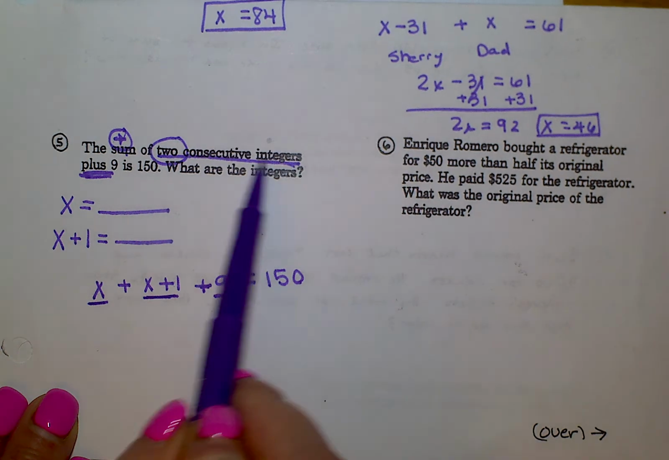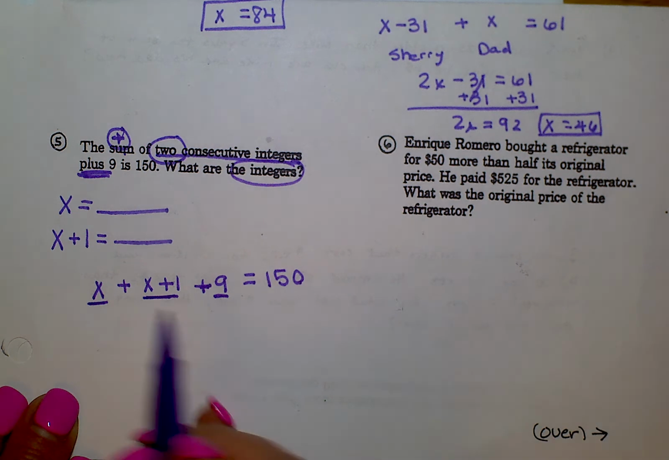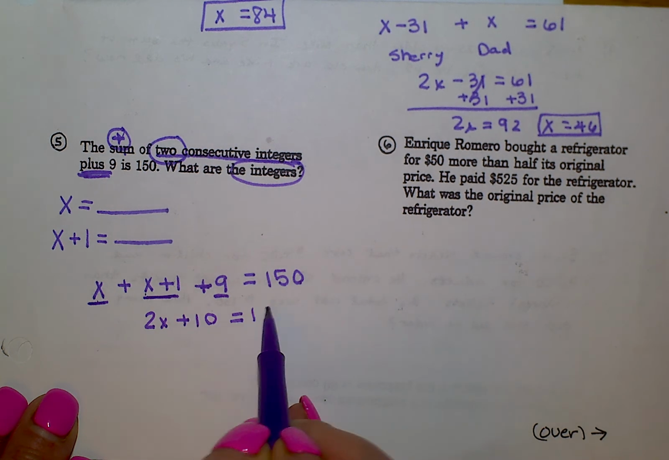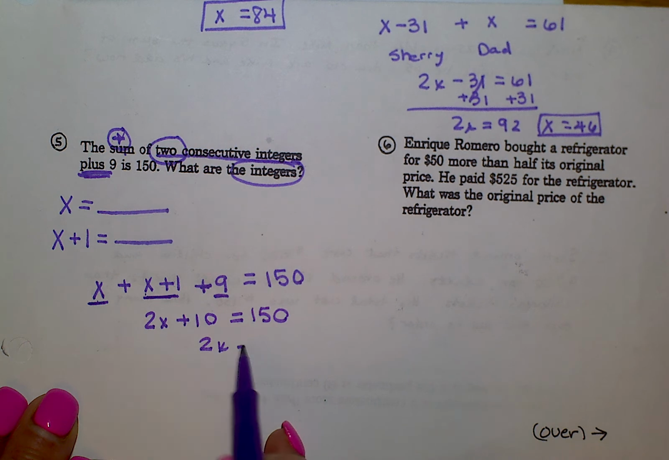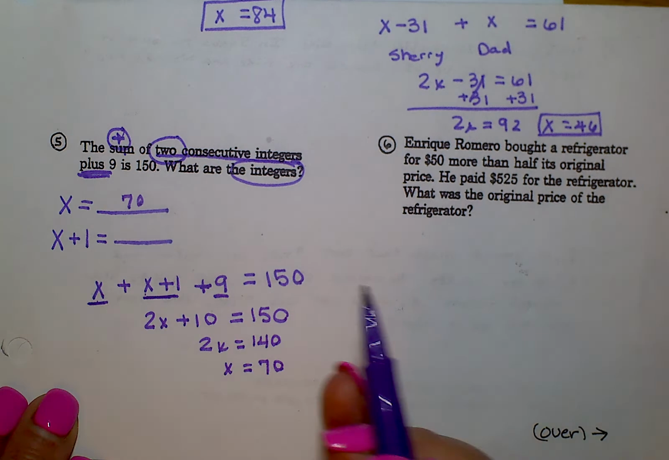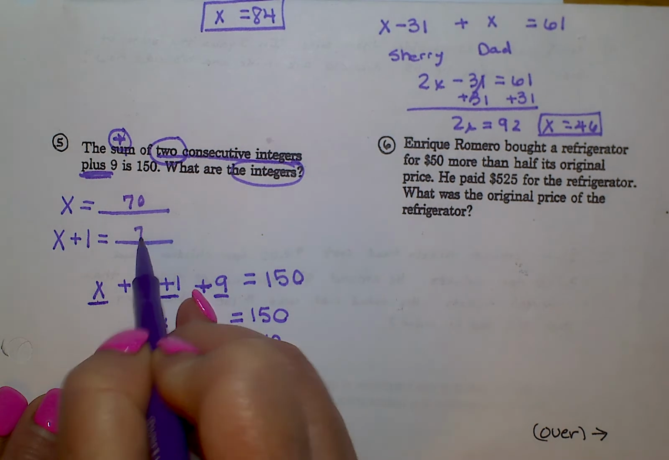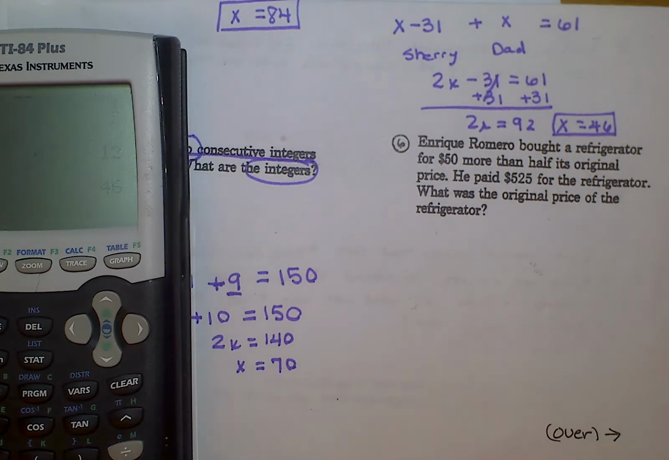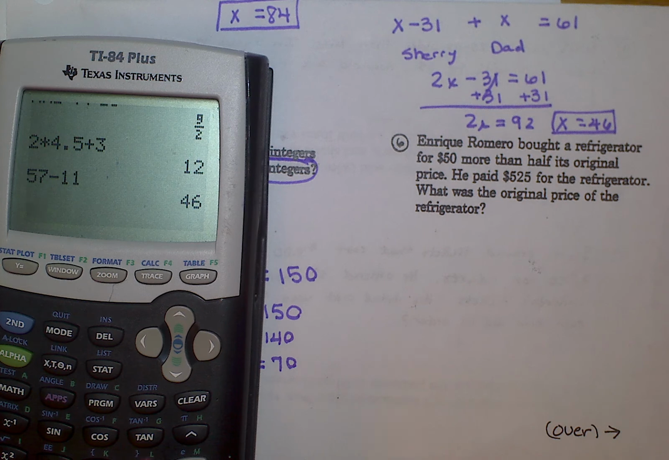Now this wants both integers, okay? So we're going to simplify first. So I get 2x plus 10 equals 150. 2x equals 140. X would be 70. So your first integer is 70. So 70 plus 1 would give you the next integer beside that, which is 71. So to check that, you would do 70 plus 71 plus 9, and that gives you 150.